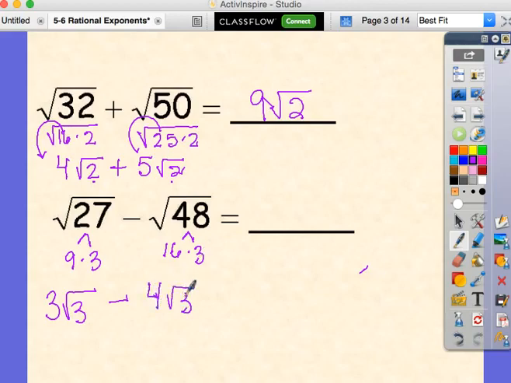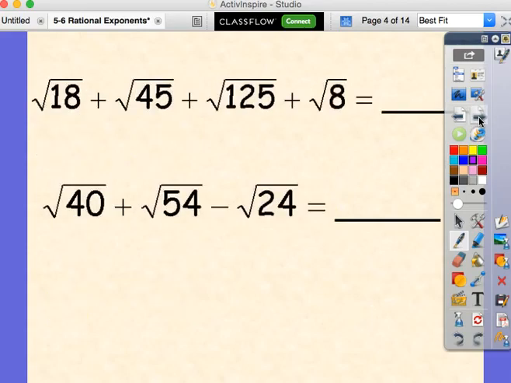Now they both have a 3 in the radical, so we keep the 3, and we do 3 minus 4, which is negative 1, but we don't need to put the 1, we can just write negative, because we know if there's not a number in front of our radical that it's just 1. Okay? All right, so even though we have a lot of radicals here, you don't do this any different. You just have more to simplify.